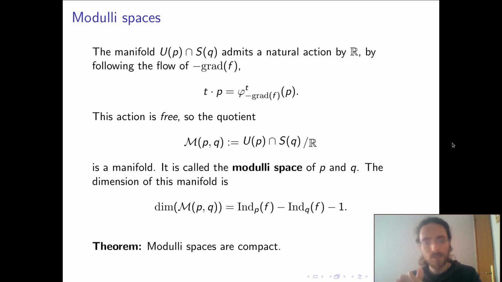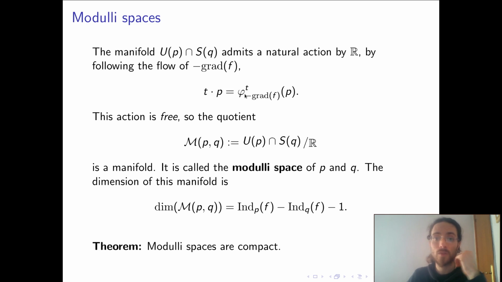Okay, having this, what we can do is study this intersection that I just commented here. So this is a manifold, we know its dimension precisely, and we know something else. We know that we have a natural action by R, and this action happens because the intersection does not contain the critical points. This is important. It does not contain P and Q. And here, inside of this intersection, we do not have fixed points of our vector field. So we can always move things around using the flow.